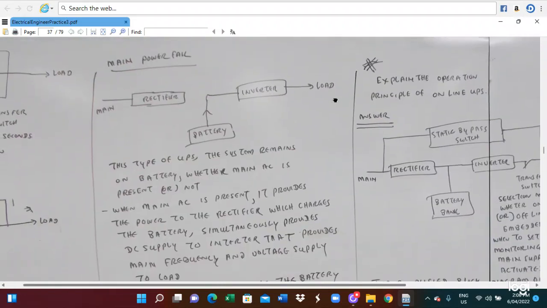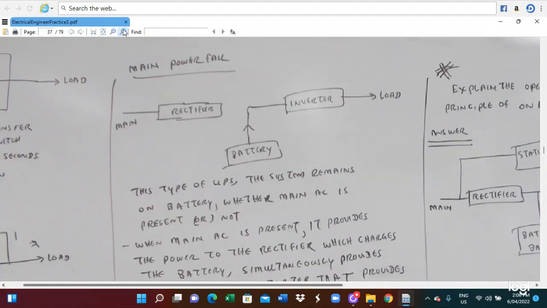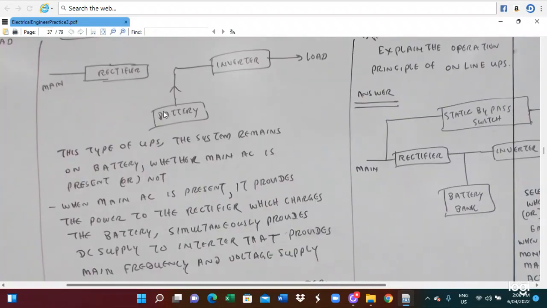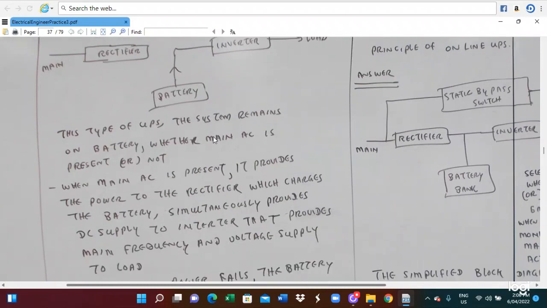So the main power fails. When the main power fails, the battery supplies the inverter, which is connected to the load. This type of UPS system remains on the battery, whether main AC is present or not.